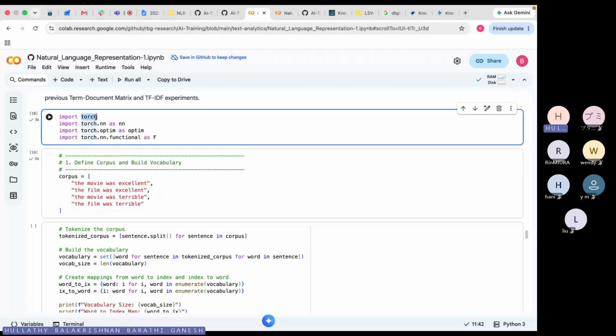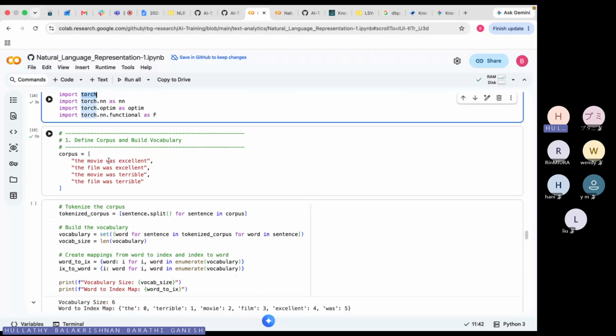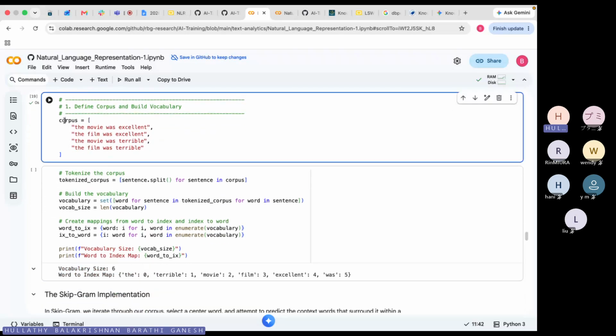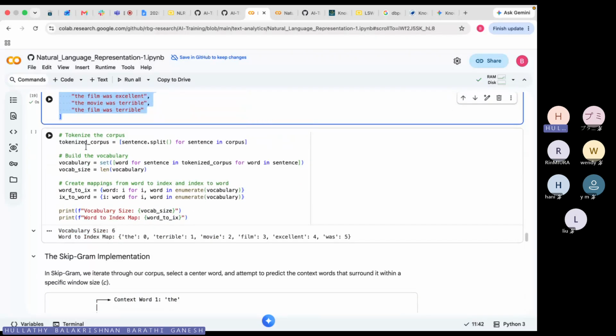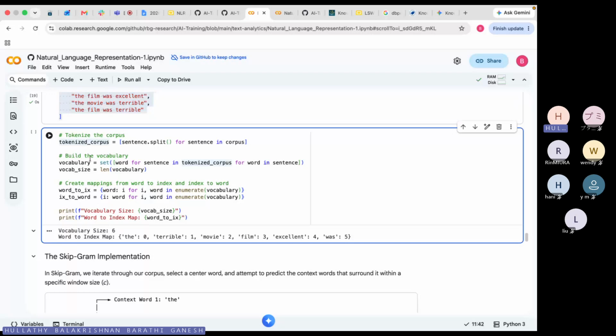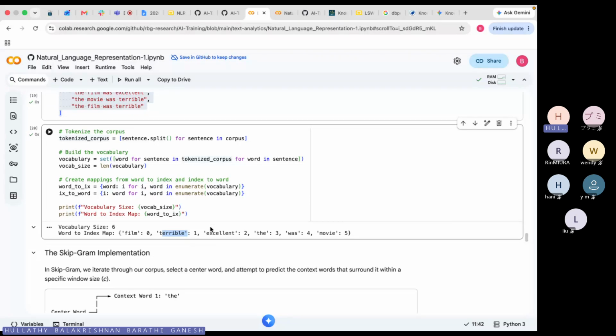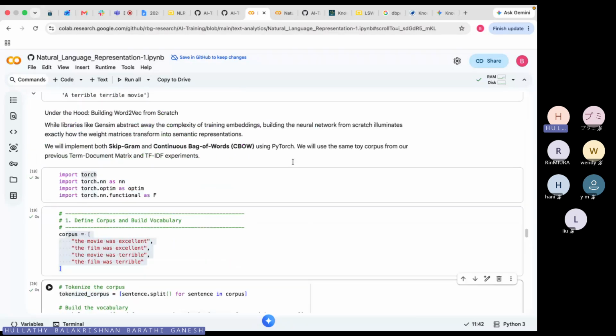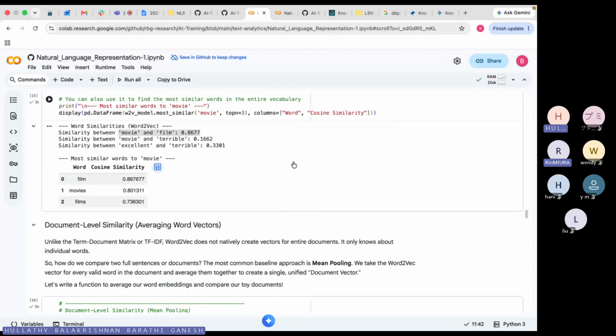So I'm using Torch to build the word2vec algorithm. The corpus we have created. Now we are formulating the word index mapping. If you see it here, film is getting index 0, terrible is getting 1, excellent 2. There are 5 words in our vocabulary. And since only 5 words are there, I'm fixing my embedding dimension to 2. If you see it here, earlier it was 300.